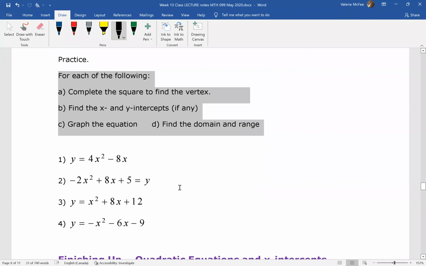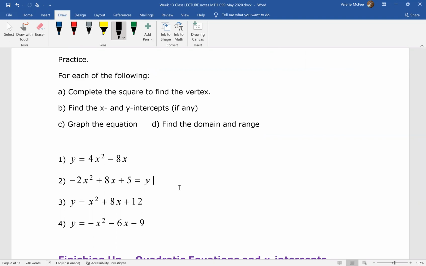So we have all of these other equations here for you to practice. Take your time, make sure you can graph each of them, find the vertex by completing the square, and finding the intercepts.